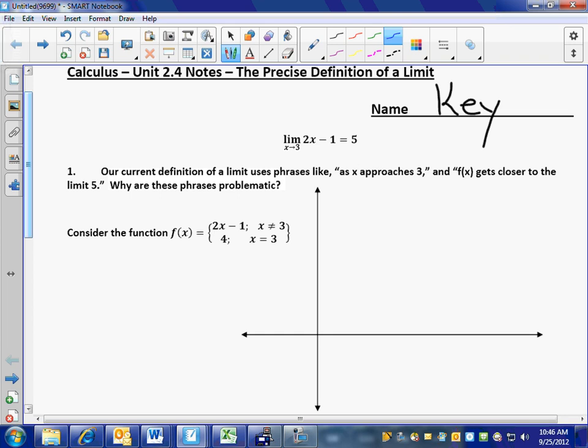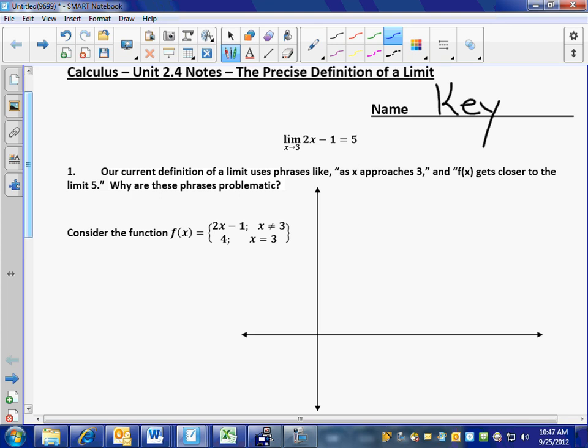After you took your test, would everybody agree that that limit is equal to 5? Yes. All I have to do is take the value that x is approaching and do what with it? Plug it in. 2 times 3 is 6, minus 1 is 5. That's easy to do, right?